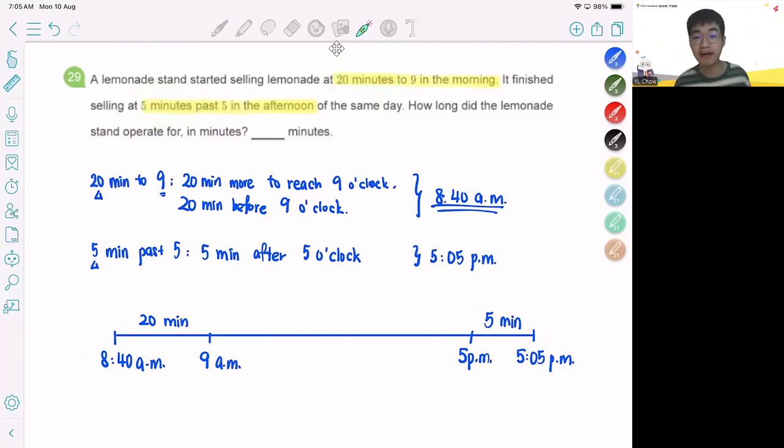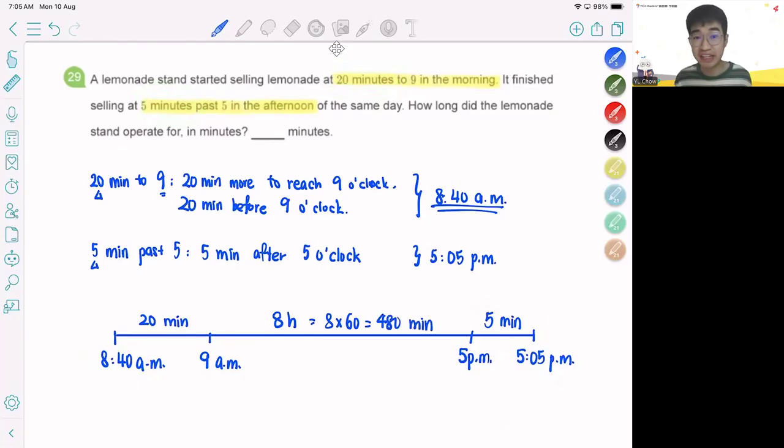Finally, we just need to figure out from 9 a.m. to 5 p.m. how many hours are there. So you can just count, right? 9, 10, 11, 12, 1, 2, 3, 4, 5, right? That will be 8 hours. But remember, we want it in minutes. So let's quickly convert it. 1 hour has 60 minutes. So 8 hours has 8 times 60, which is 480 minutes.